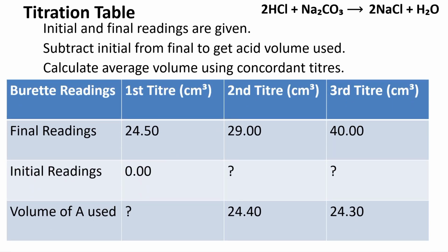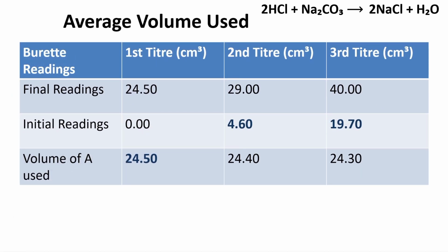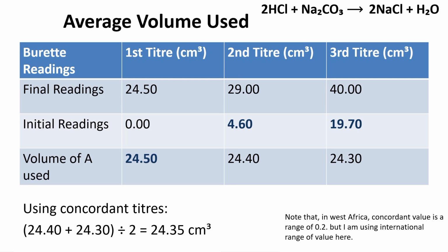Let's complete the table. I. Get the average volume used. Using the concordant titers, we take the average. We take only the concordant titers. Average volume of concordant titers: 24.40 plus 24.30, divided by 2, equals 24.35 cm cube. Mind you, in West Africa the concordant titer can take a range of 0.2. Here I used only 0.1 on purpose.